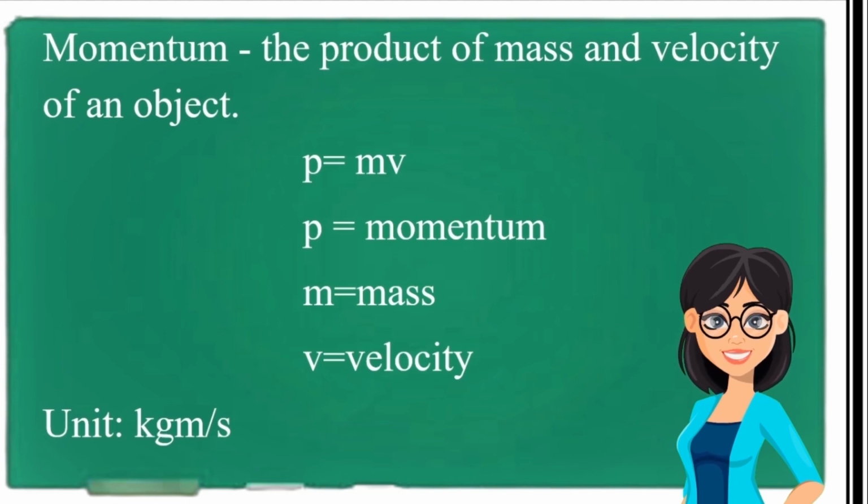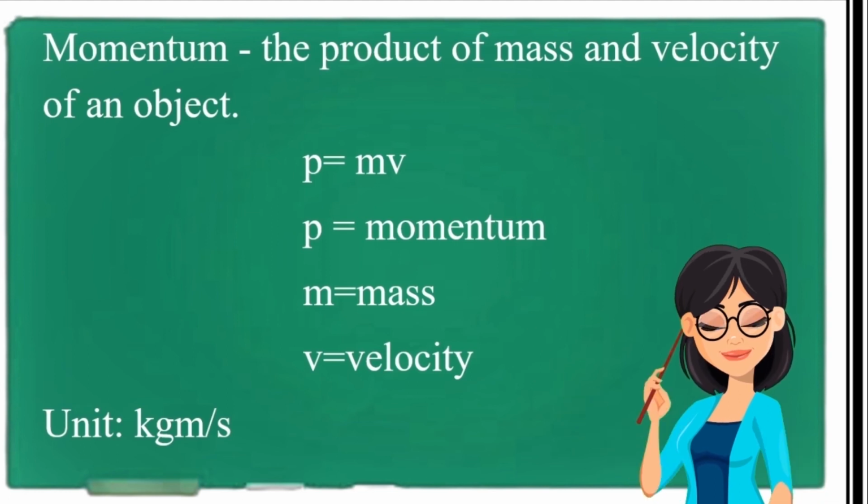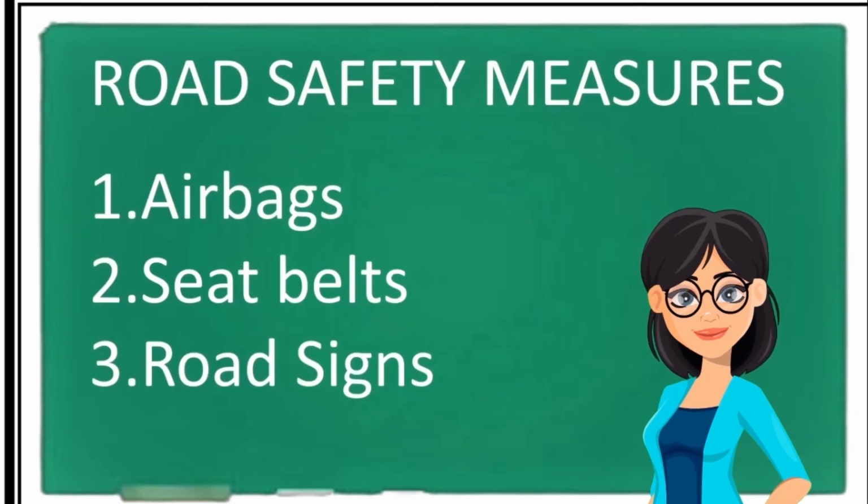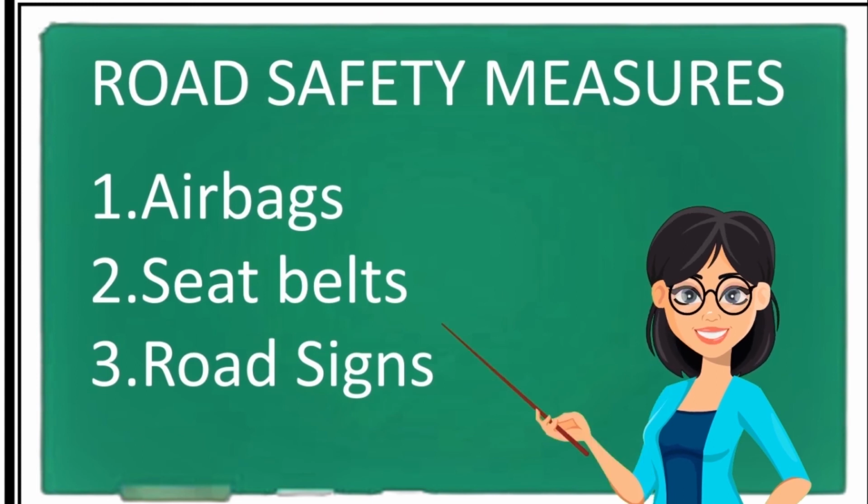And to calculate the momentum of a moving object, you will use the formula P is equal to mv, where P is the momentum, m is the mass, and v is the velocity. The unit of momentum is equal to the unit of mass multiplied by the unit of velocity, or kilogram meter per second. To prevent accident in highways, several road safety measures were implemented. Examples are the use of airbags, seat belts, and road signs.